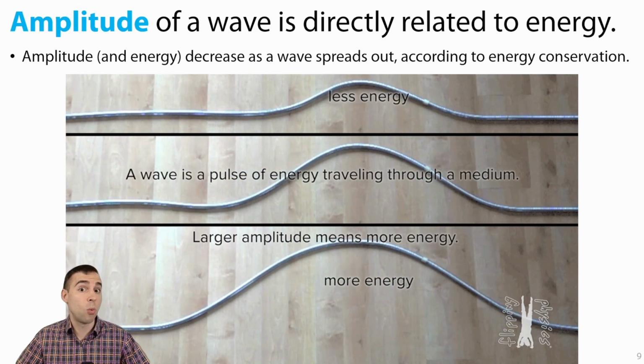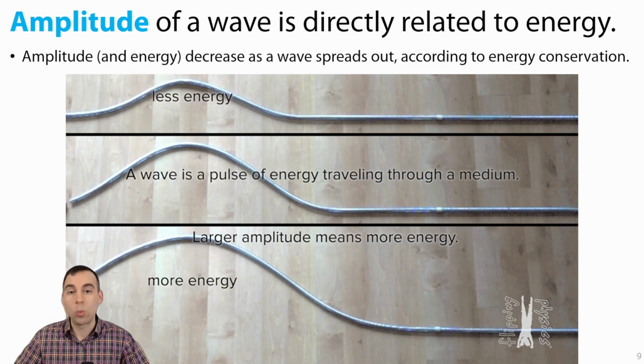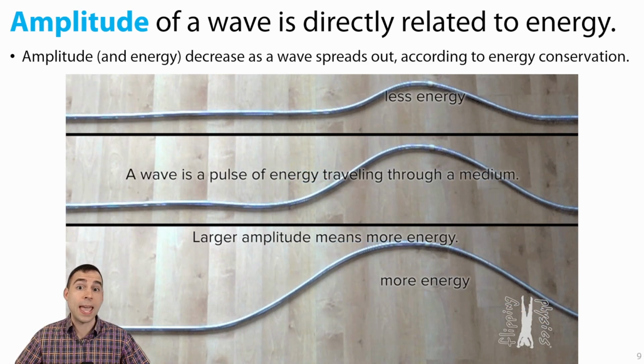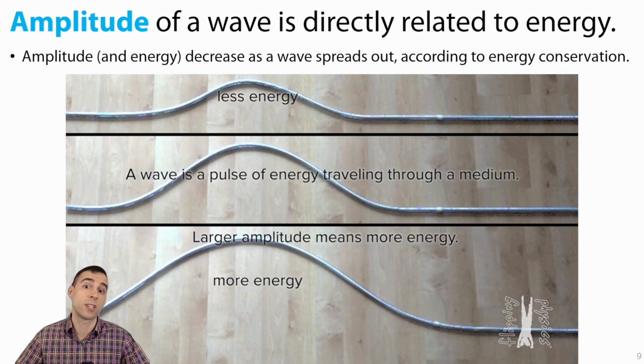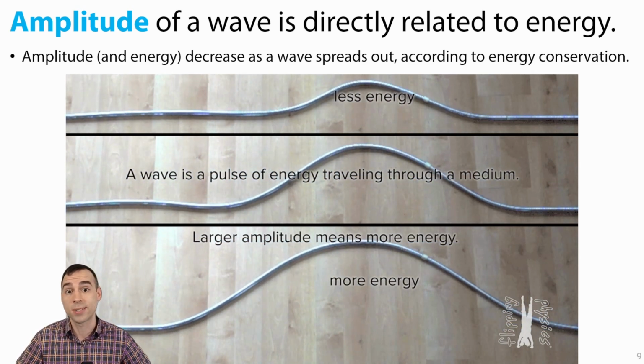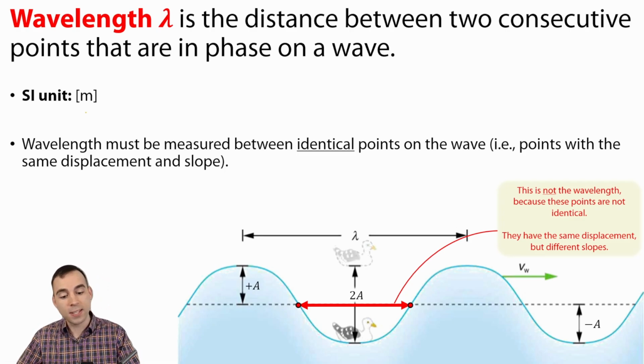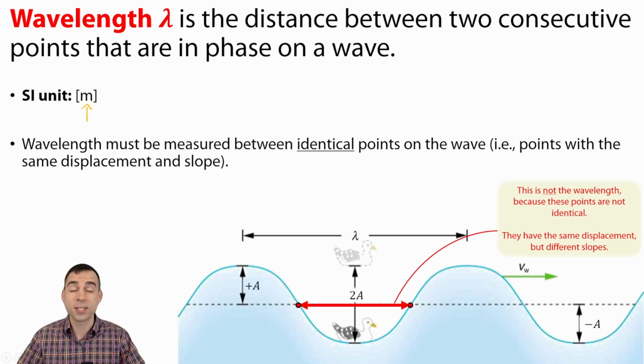So if we have a wave that's spreading out, we expect the energy conservation laws to hold, and as that wave spreads out, we would expect its amplitude to decrease. The wavelength measures the distance between two identical points on a wave. This is measured in meters because it's a length, and it's important to note that the wavelength has to measure the distance between two identical points.